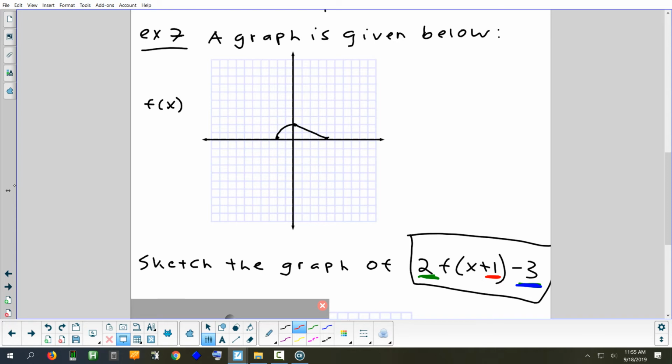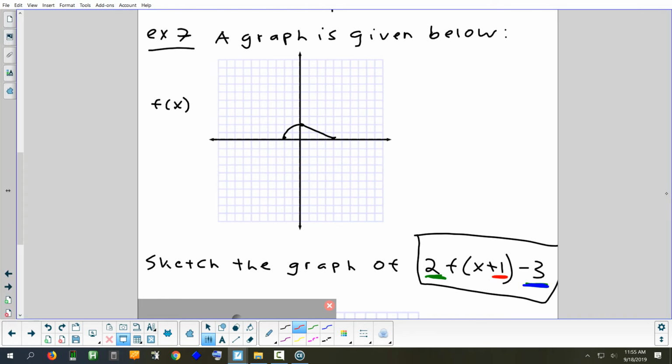So you're not writing a formula. Just move all your points left 1. Left 1, left 1, left 1. Good enough. Just enough to draw the picture. Okay, so that's the transformation in red. Now, what about the transformation in green?